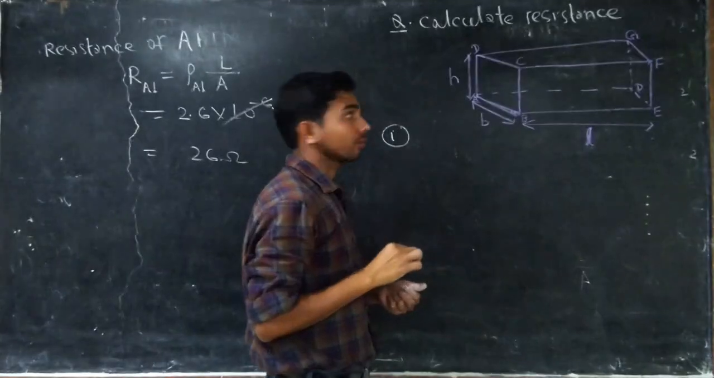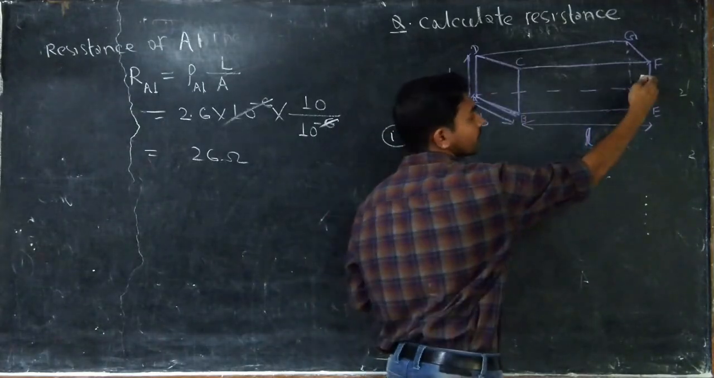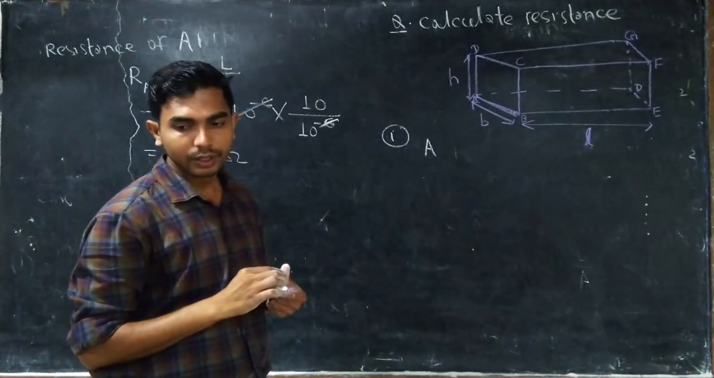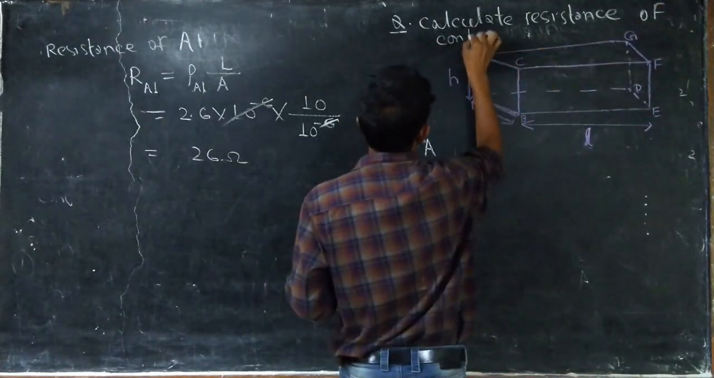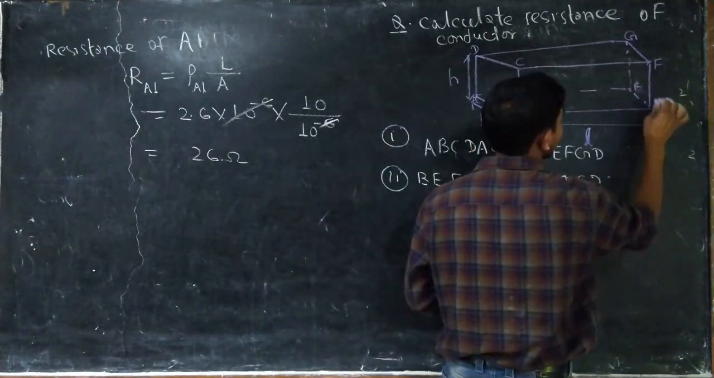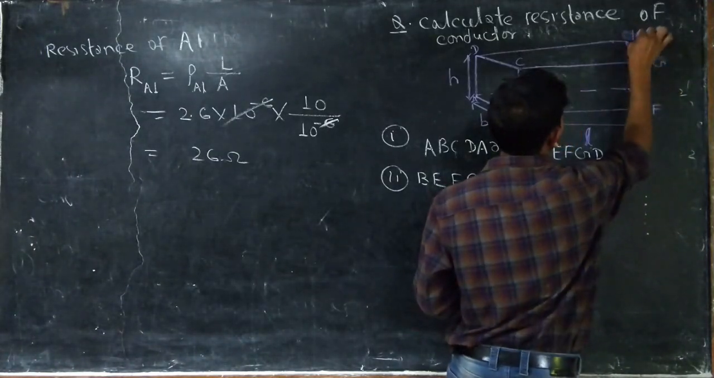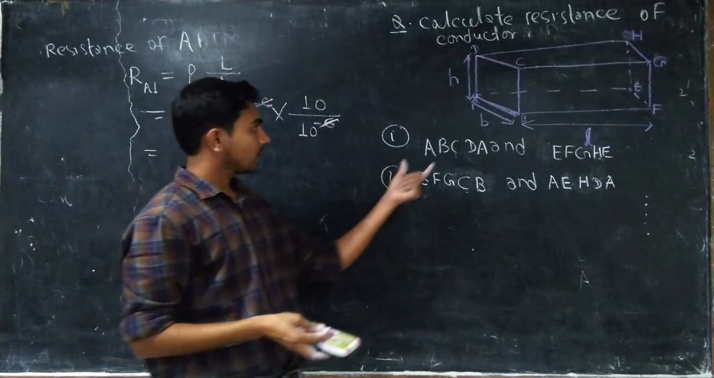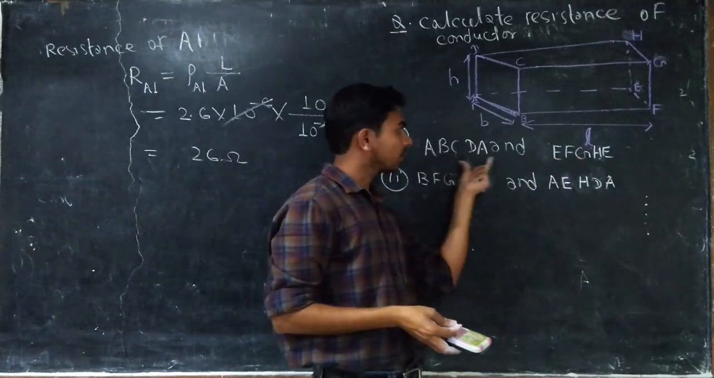Two questions are given in this one. First, we have to calculate the resistance across this face as well as this face. Calculate the resistance of the conductor A, B, C, D and E, F, G, H. So this is your question. Note it down, and we have to solve it. We have to find the resistance across this face and this face.